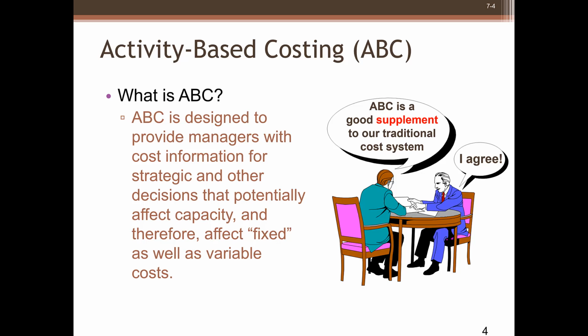ABC is a costing method which is designed to provide managers with cost information for strategic and other decisions which potentially affect capacity. So, it affects both fixed and variable costs. Normally, ABC is a good supplement rather than a replacement for the company's traditional costing system.